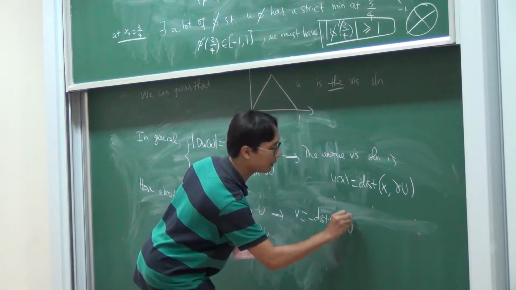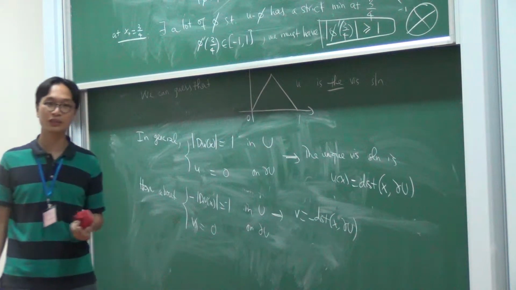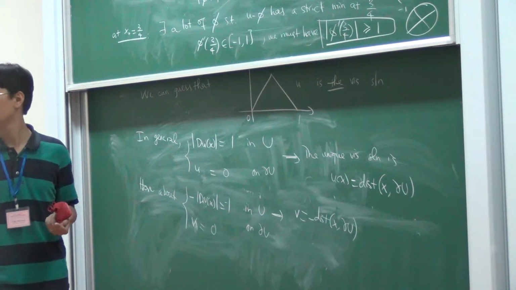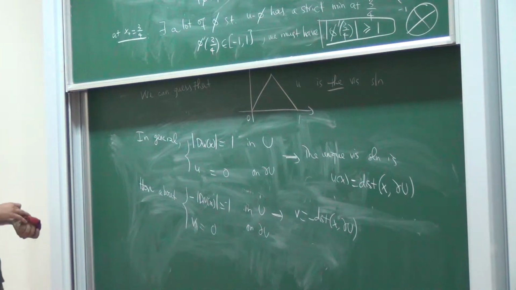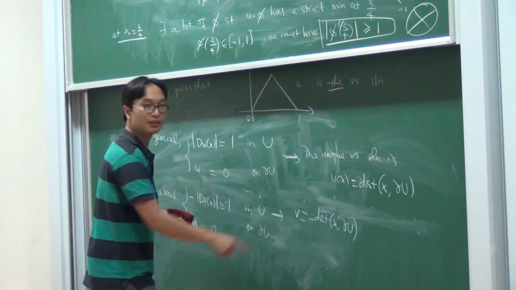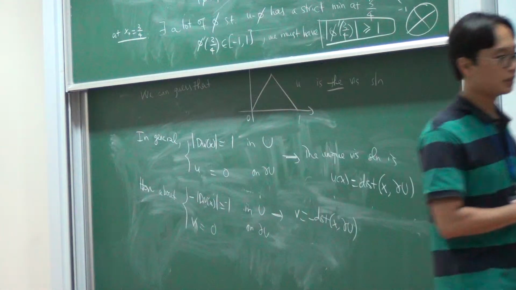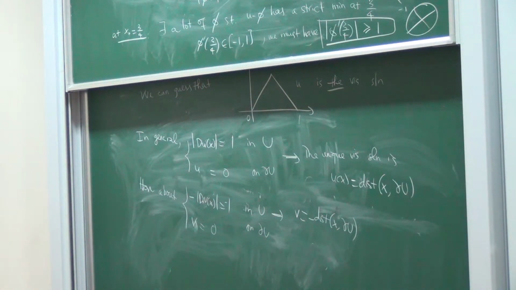So in other words, if u is a viscosity solution, it doesn't mean minus u is a viscosity solution. You have to be very careful. We have to put the minus sign. Okay, it's kind of tricky. Any questions so far?